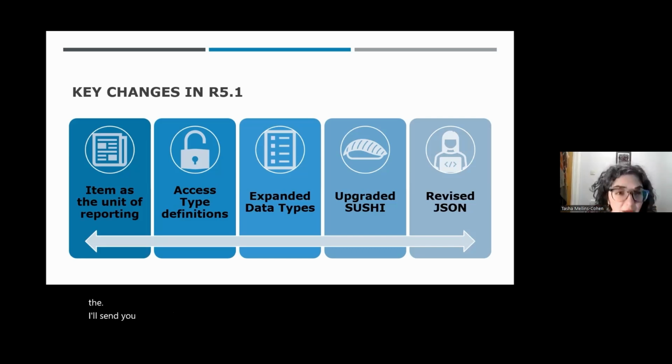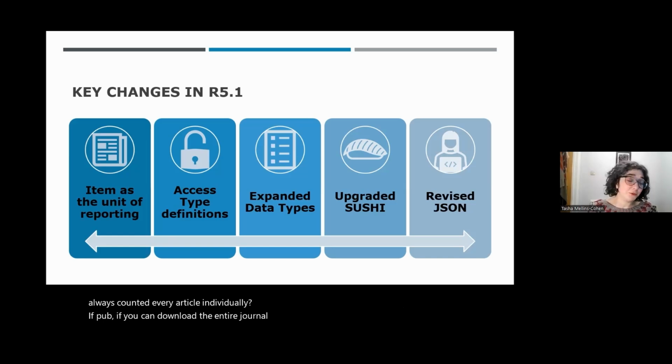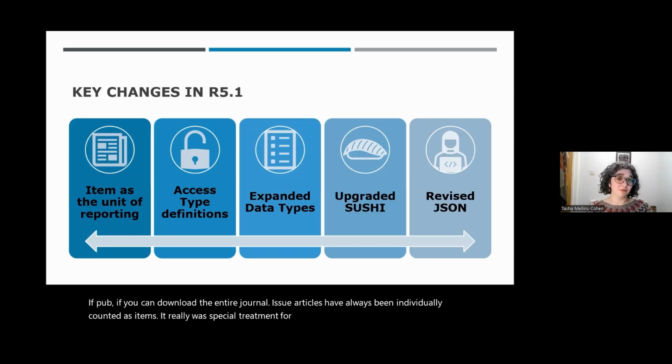Does this apply to journals? So journals have always counted every article individually. If you can download the entire journal issue, articles have always been individually counted as items. It really was special treatment for books that we're now getting rid of. So, okay, Mandy says perfect, which is brilliant.